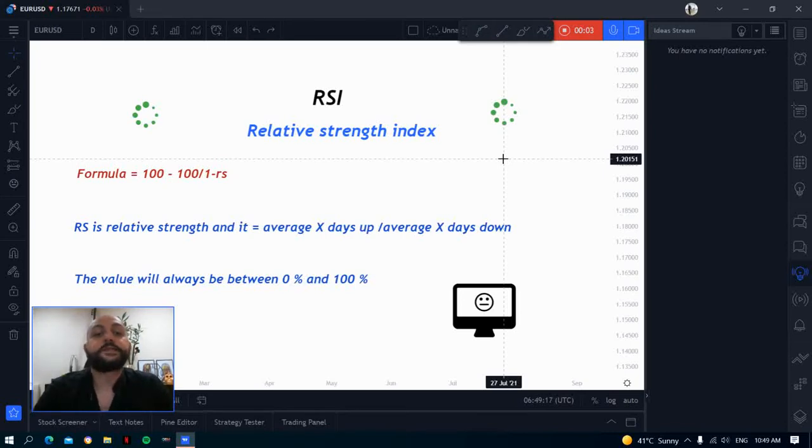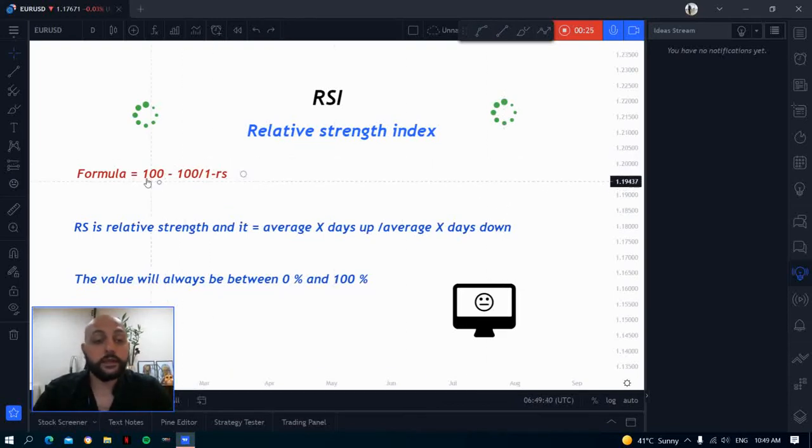Today, we're going to be discussing the RSI, which is the relative strength index. We're going to try to explain everything about this oscillator, how it works, and how to identify buy and sell signals using it. It has been used since roughly the late 70s, so it's one of the more established oscillators out there. So let's check out the formula for it.